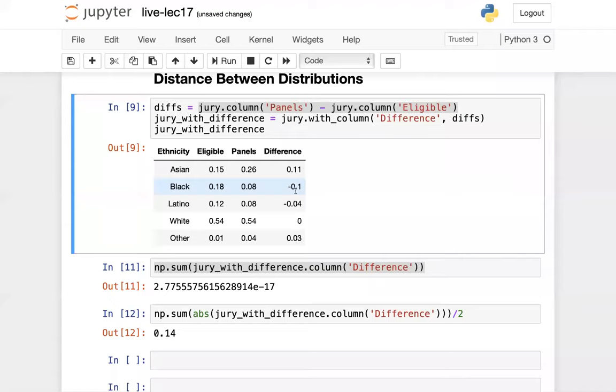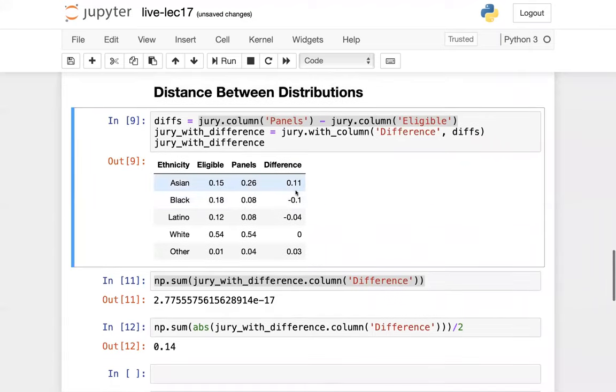The 1423, that's just the number of people that are in the jury panel that we wanted to assess. So this panels column here is referring to 1,423 people who were actually selected for the jury, and this was their makeup of the ethnicity there. And so we want to simulate this panel again. And so that's why every time we simulate, we're going to randomly draw 1,423 people.